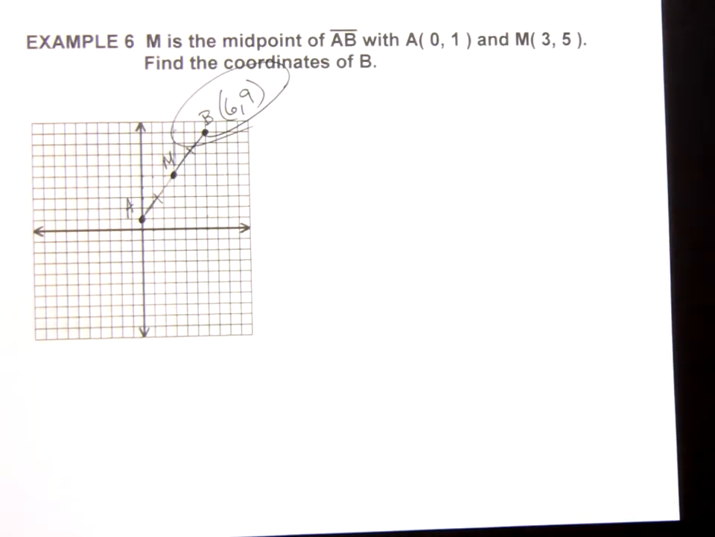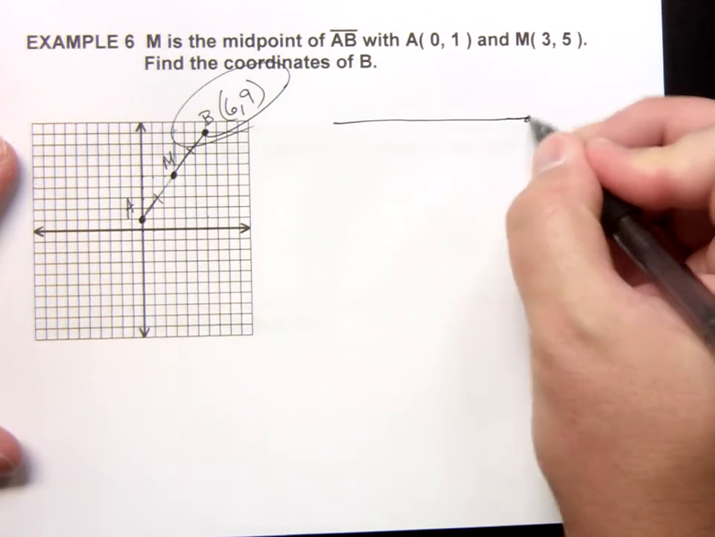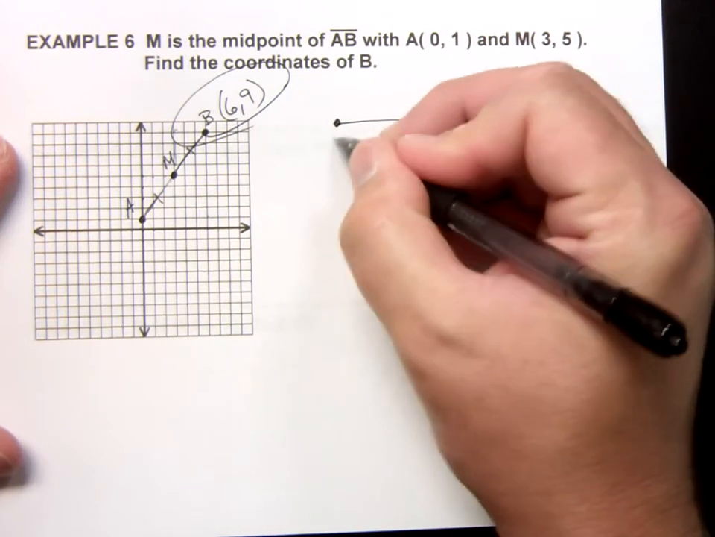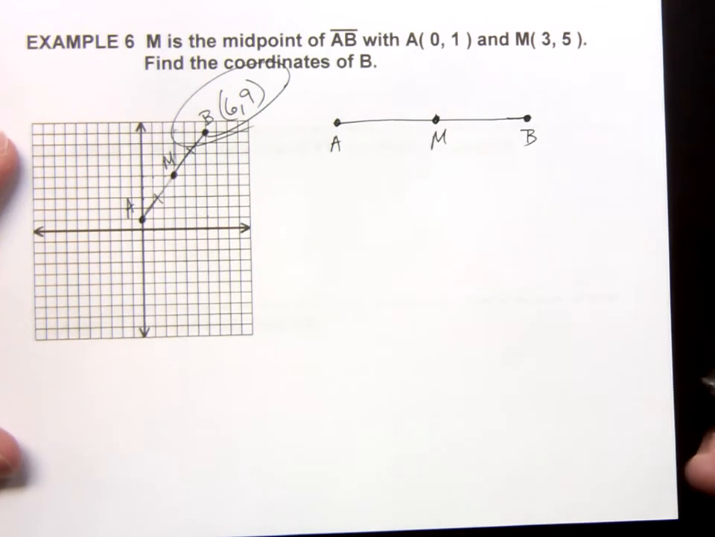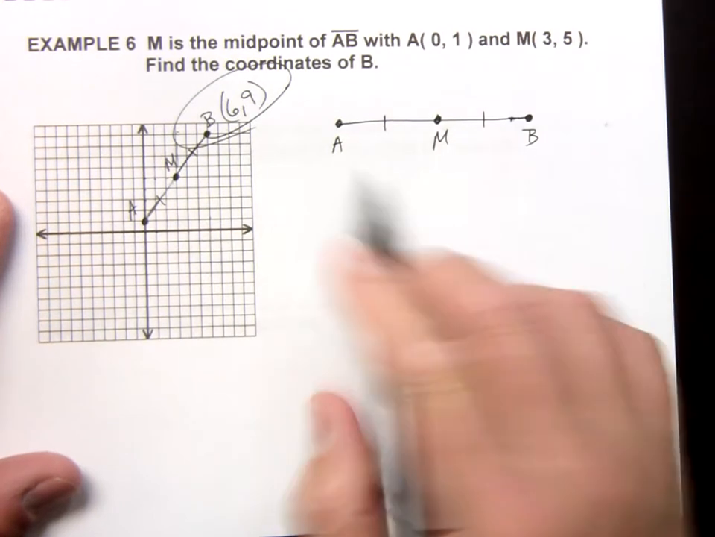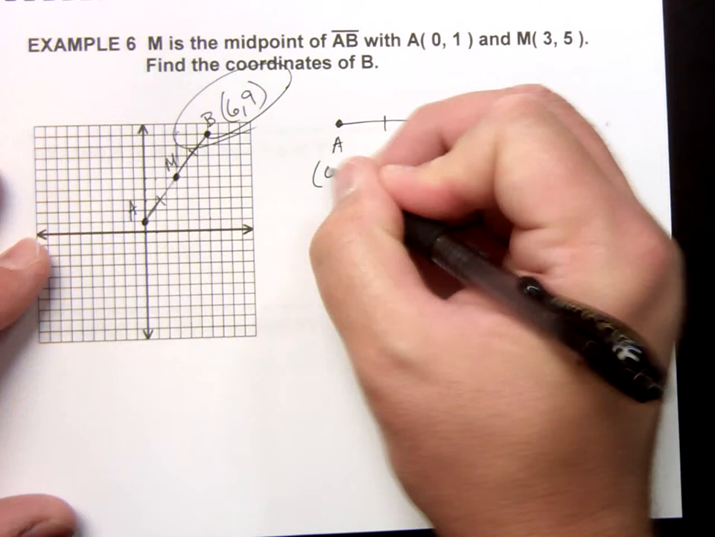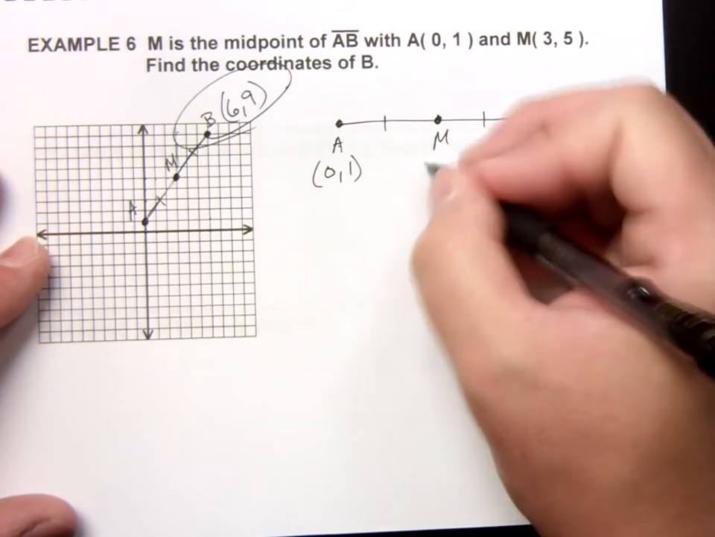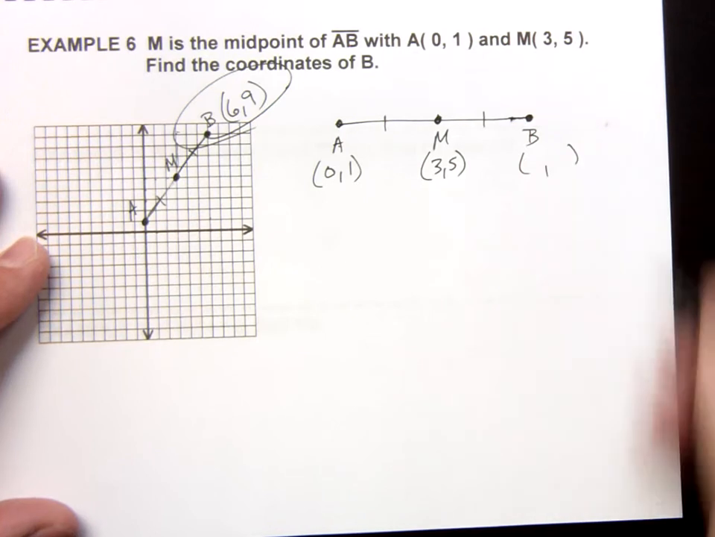Now, that's how we do it on the graph. Let's say that you didn't have a graph available to you. It is possible to do this without the coordinate plane. Draw yourself a picture just so you can see a visual. Doesn't matter what the coordinates are going to be as far as how you draw it. Just remember that A and B are the endpoints, M is the midpoint. Alright, if A is (0, 1) and M is (3, 5), we're trying to find out what the coordinates of B are.